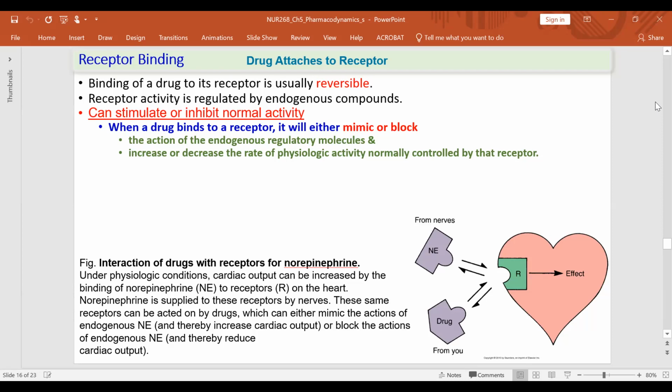And then eventually it will result in the same effect as if it was synthetic. I mean, it was a natural intrinsic one. So when we administer the norepinephrine, we anticipate that it's going to result in the same physiologic activity or effect, which is to increase cardiac output.